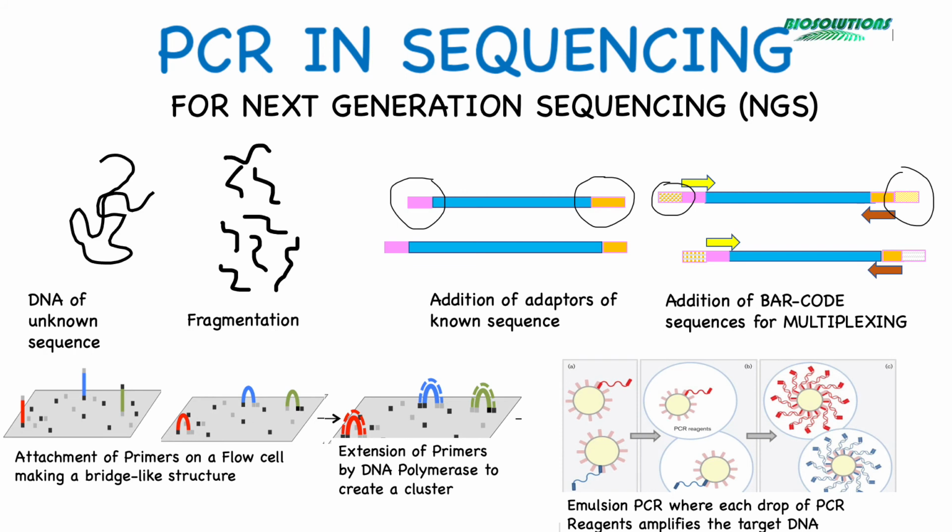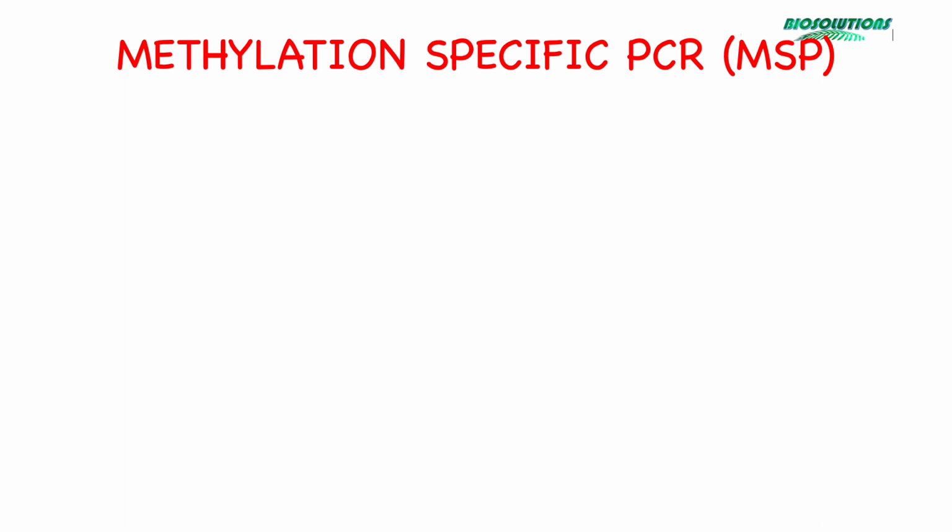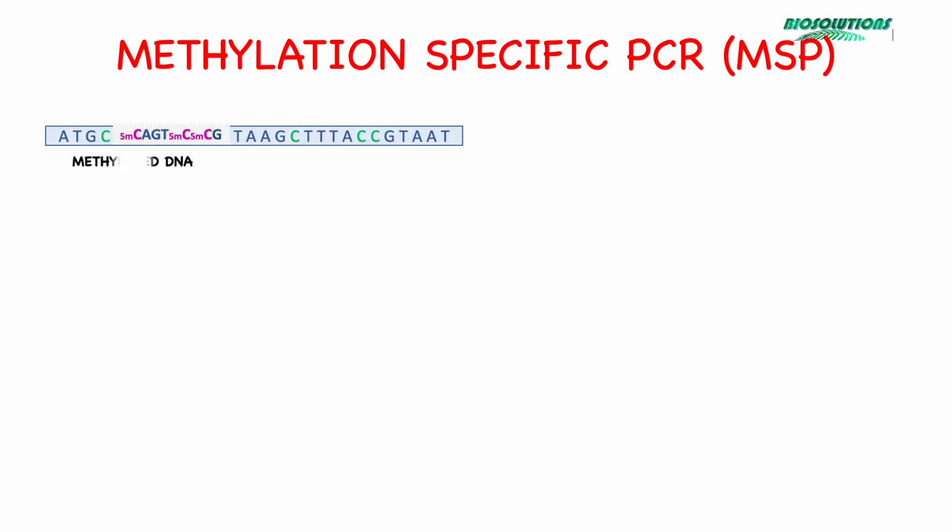Methylation-specific PCR or MSP can also be used for sequencing of DNA regions where methylation is present. Methylation converts cytosines or C bases into 5-MC, which is 5-methylcytosine, and is commonly found in gene promoter areas. Here we see a sequence of DNA with a methylated region. Two sets of primers are designed to detect methylation. The DNA sample is first treated with bisulfite.